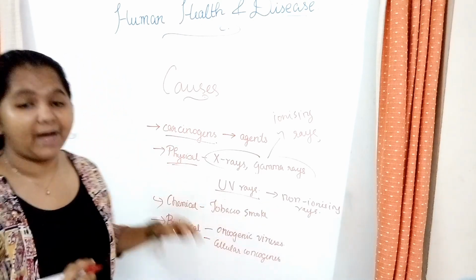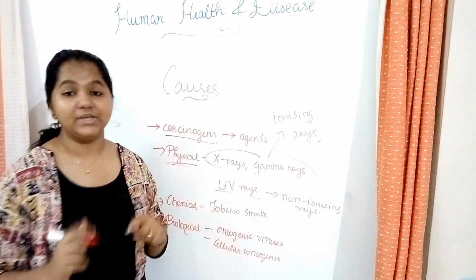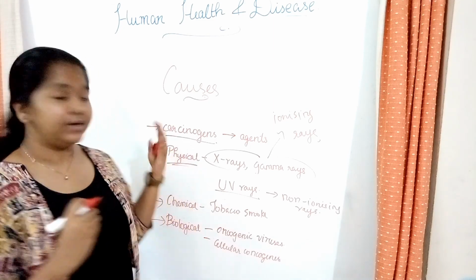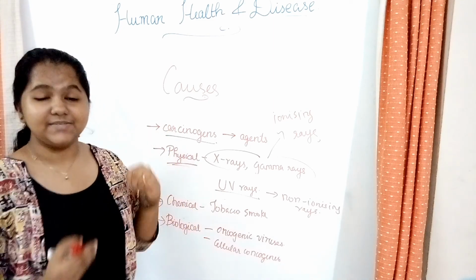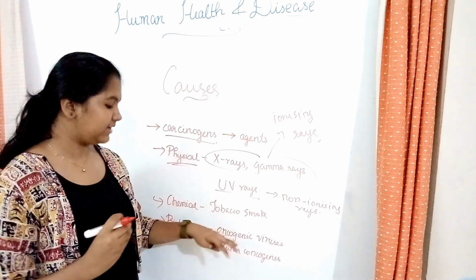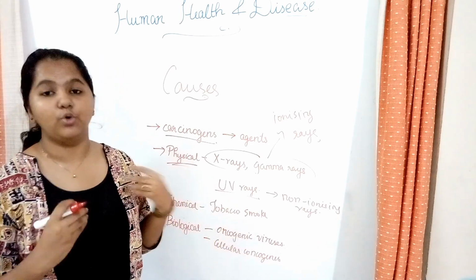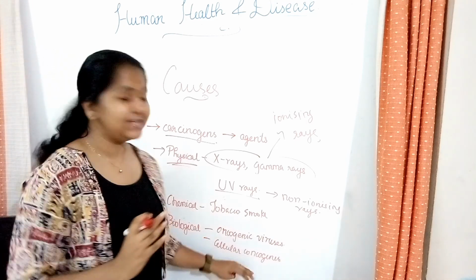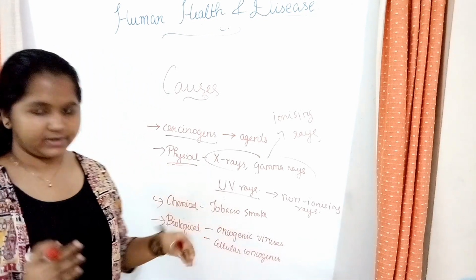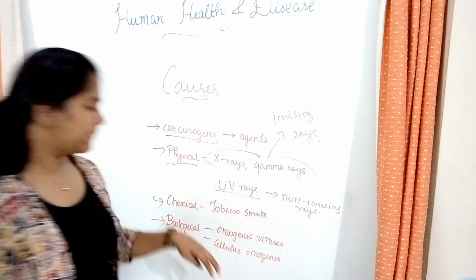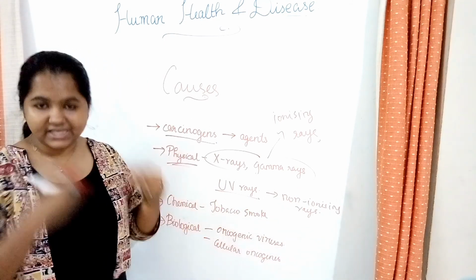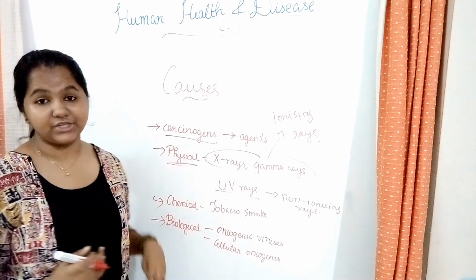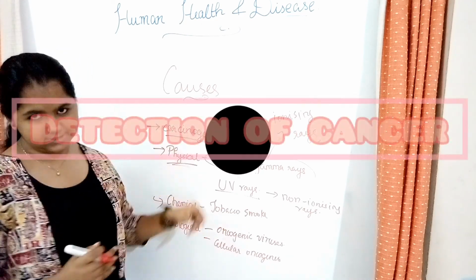The third one is a biological factor. There is something known as oncogenic viruses. They are the viruses that cause cancer. This is in very few cases. Oncogenic viruses have something known as oncogenes, which are their genes. And then there are cellular oncogenes, which are also within our body. They will spread and cause cancer. So these are the biological causes of cancer.